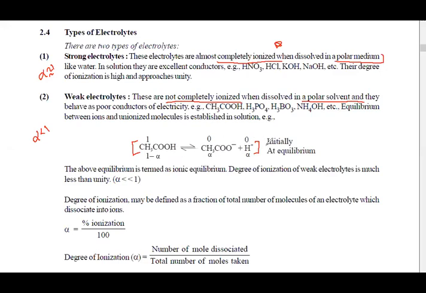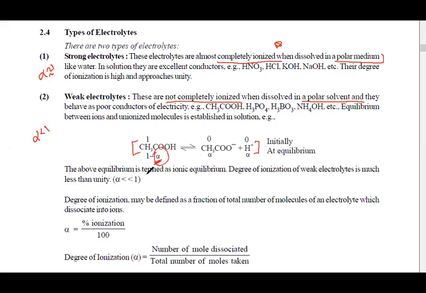Now, what is the first step in chemical equilibrium? Write the reaction. Second step, initial concentration. I'll just take 1, 0, 0. What is the third step? Concentration at equilibrium: 1 minus alpha, alpha, alpha. Got it? So what is this alpha?